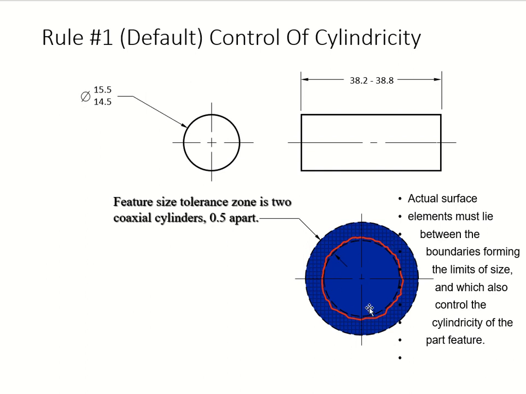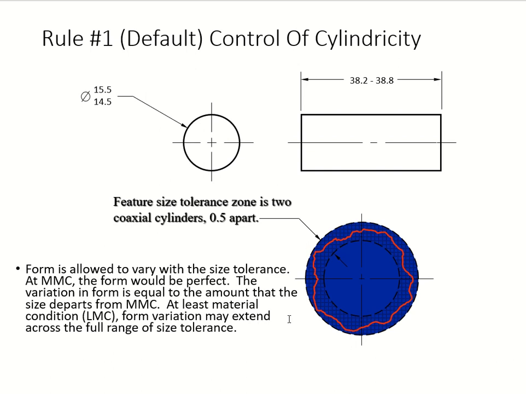The first form comes in here. So this is your surface element. It has to lie between the boundaries, forming this size limit right there, and that is going to control the cylindricity. So pretty much inside of those size limits. A feature size tolerance zone, again, is different. See, the form variation starts right here, but it's still within the size limit, so it's okay. Since the form varies, it does allow that.